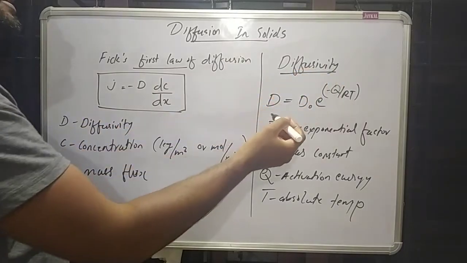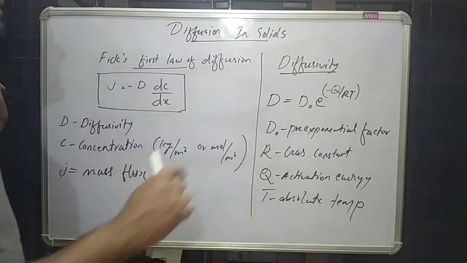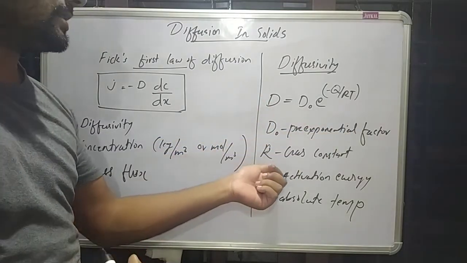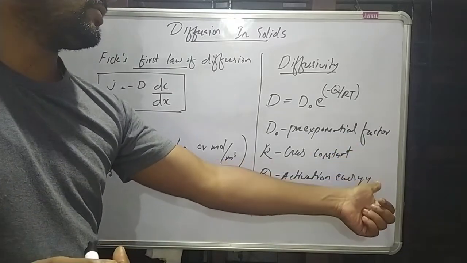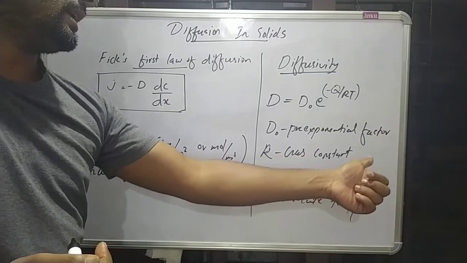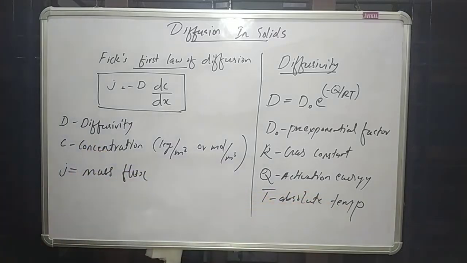This is the diffusivity. D is equal to D naught e raised to minus Q over RT. Diffusivity is highly temperature dependent, and D naught is a pre-exponential factor. R is the universal gas constant, Q gives the activation energy required for that atom to jump from one equilibrium position to another equilibrium position, and T is the absolute temperature.